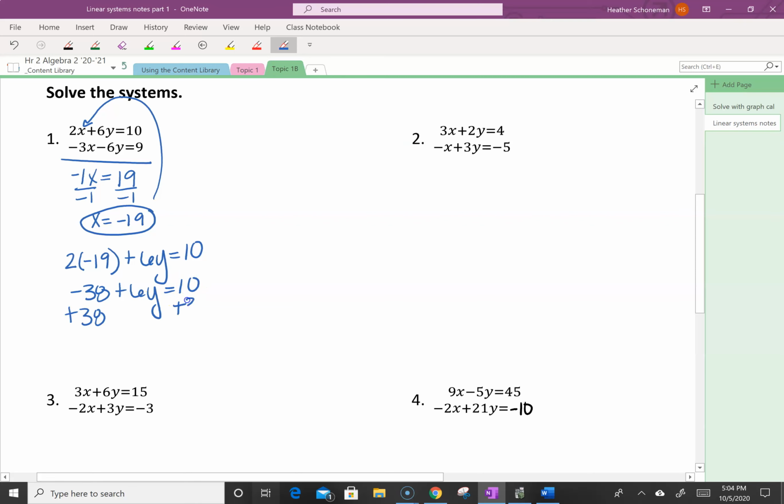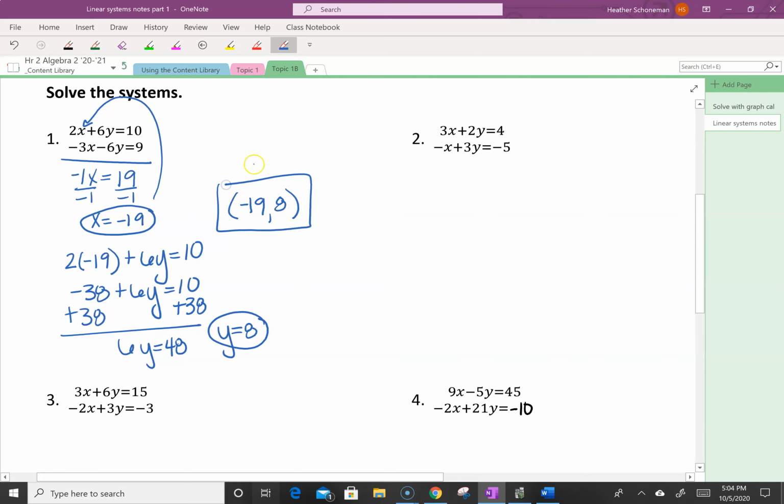Add 38 to both sides. So I get 6y equals 48. So I end up with y equals 8. Now we're going to write our final answer as an ordered pair. So you do the x first and then the y. And that's our answer. All right, let's look at number 2.